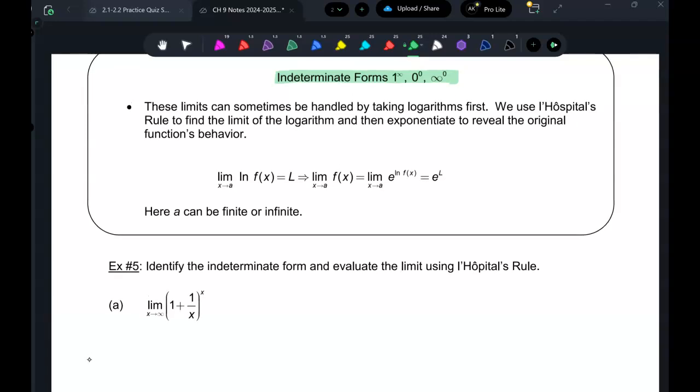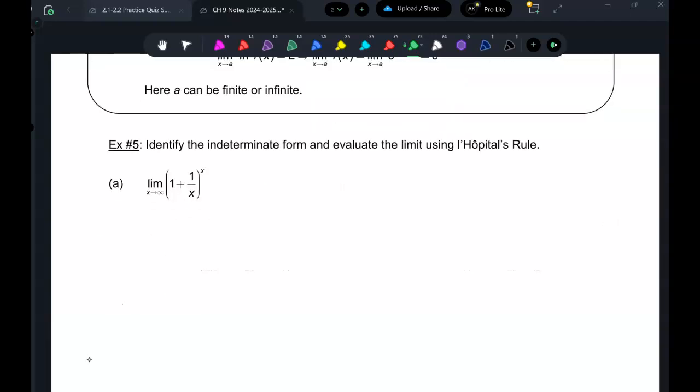These limits are going to be found by logarithmic differentiation. We did some of this last year in AB. What we're going to do is take the natural log, and then in the end, whatever we get, we're going to have e to that power, because we're kind of taking it apart. For example, first let's identify the indeterminate form. This is going to be 1 to the infinity power.